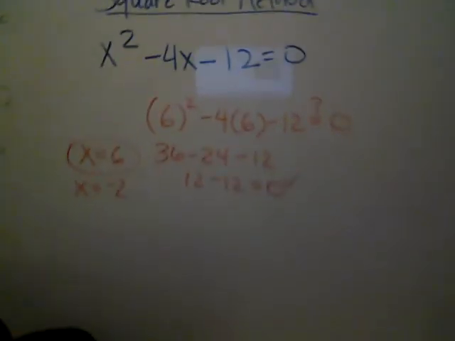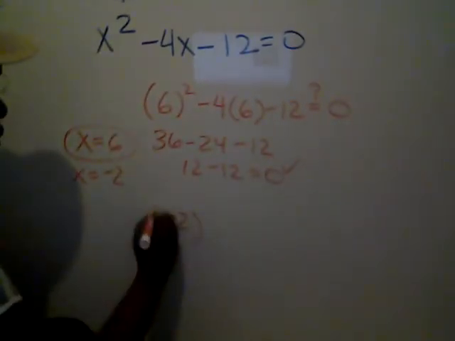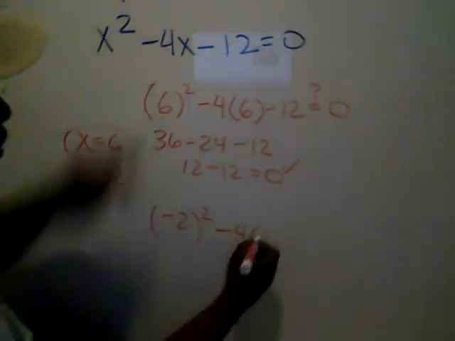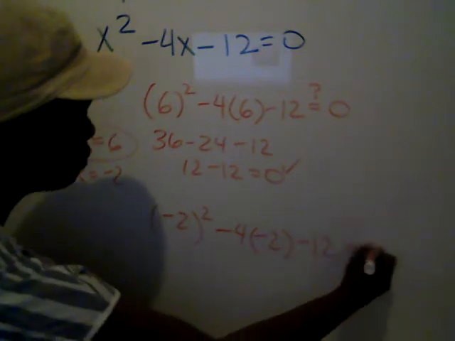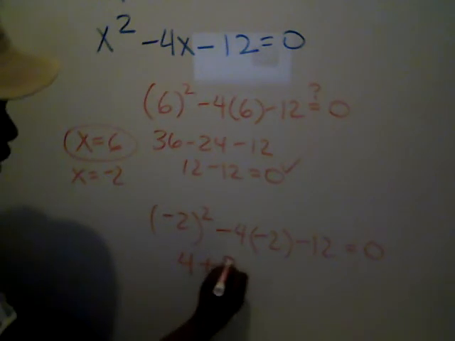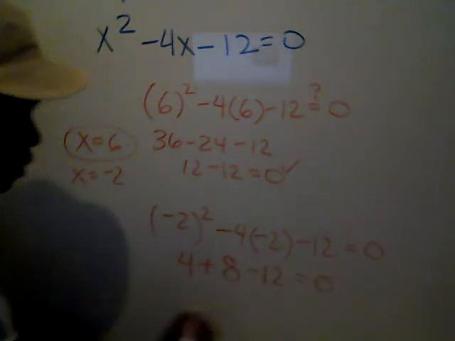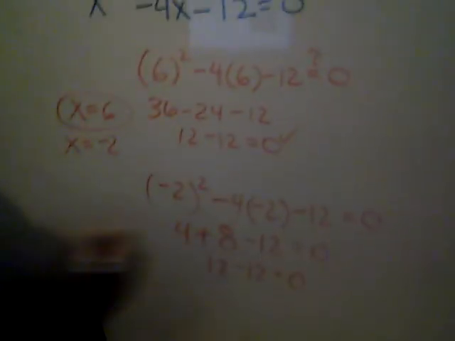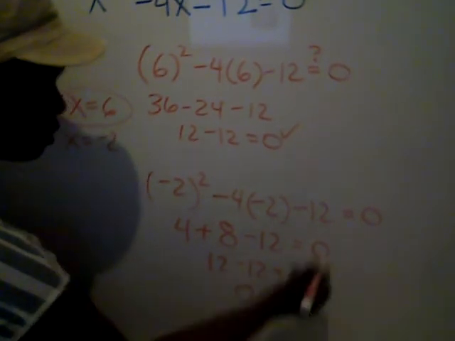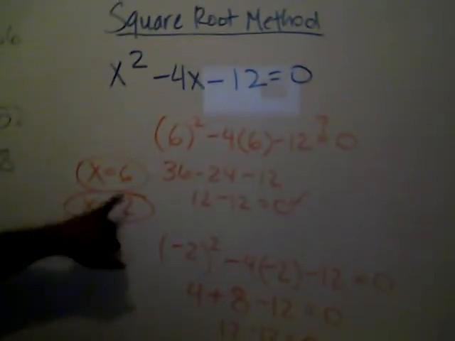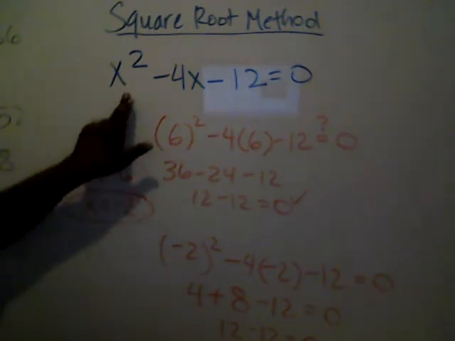So instead of x, we're going to put in a negative 2. So negative 2 squared, because it was x squared, minus 4 times, instead of x, we're going to do negative 2, minus 12 equals 0. So negative 2 squared is 4. Negative 4 times negative 2 is plus 8. Minus 12 equals 0. We get 4 plus 8 is 12. Okay, and so we also see that 12 minus 12 does equal 0. So that actually worked. So they both actually work. Okay, so again, this is one quick way that no matter what form you have it in, you can always take your answer that you get and put it back into the equation to see if it actually works.